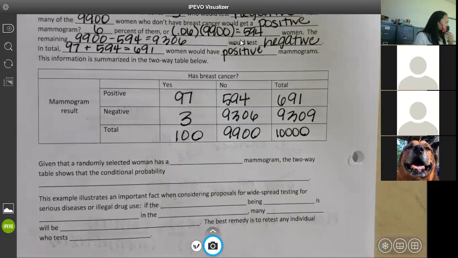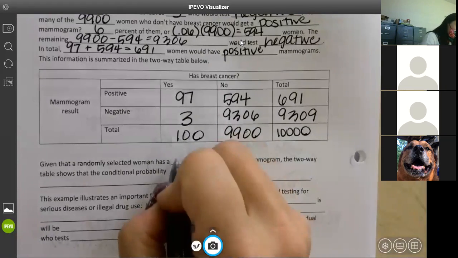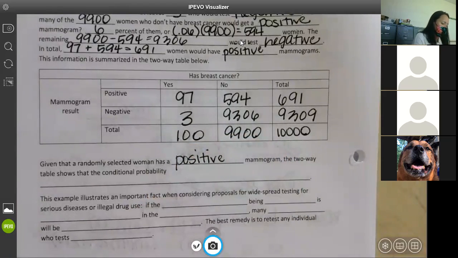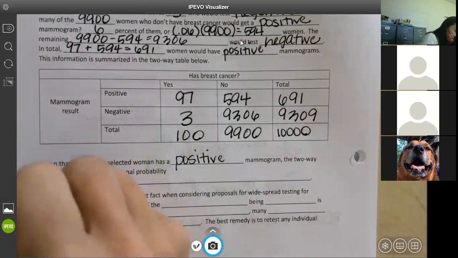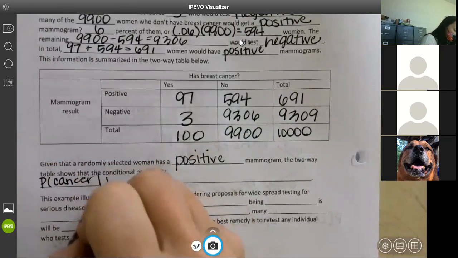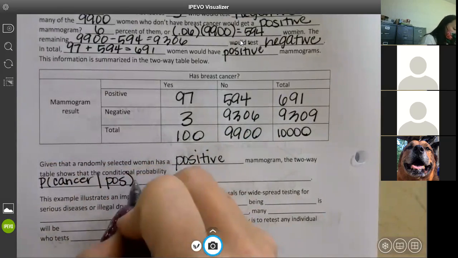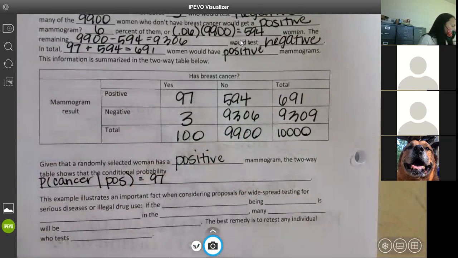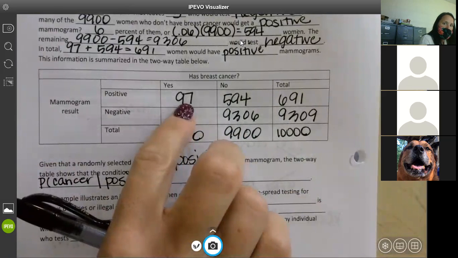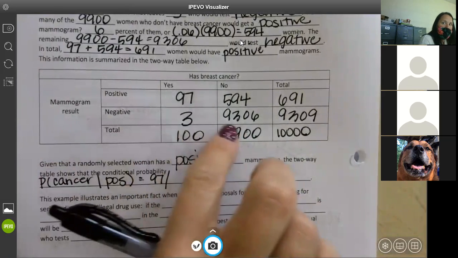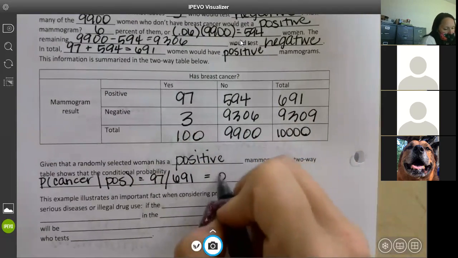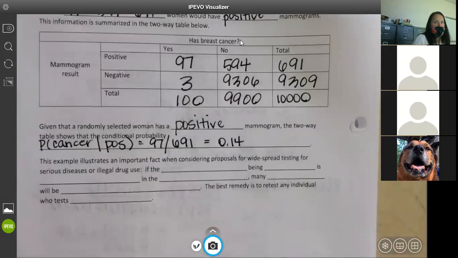Given that a randomly selected woman has a positive mammogram, the two-way table shows that the conditional probability, the probability of cancer given a positive, is 97. So cancer and positive is 97 over your total positive, 691, which gives you 14%. Okay, so again, it just does it with numbers.